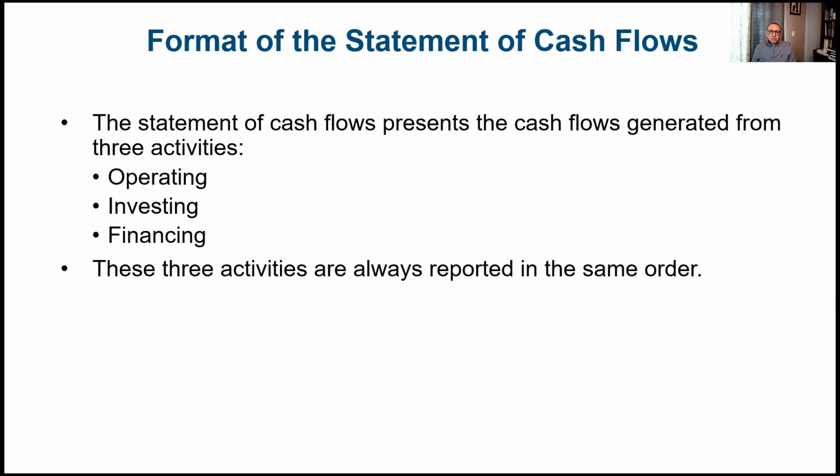Now let's talk about the format of the statement of cash flows. As I said, the statement of cash flows presents the cash flows generated from three activities. We have the operating activities, we have the investing activities, we have the financing activities. These three activities are always reported in the same order. So the easiest way to remember it is that we go from the latest in the alphabet, which is operating, and then investing, and then financing. I'm talking here about the order. So operating, investing, and financing. I think that's the easiest way to remember that.